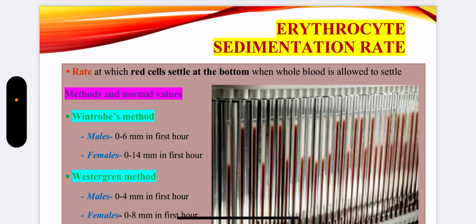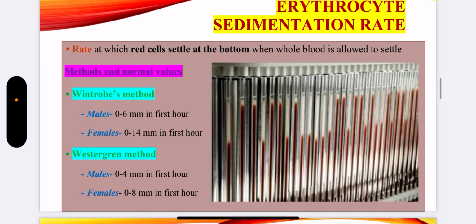When anticoagulant-mixed blood is made to stand in a narrow vertical tube, as you can see here, then RBCs settle at the bottom, as these are heavier, with specific gravity more than plasma, and the rate of settling of these RBCs is recorded at the end of 1 hour.